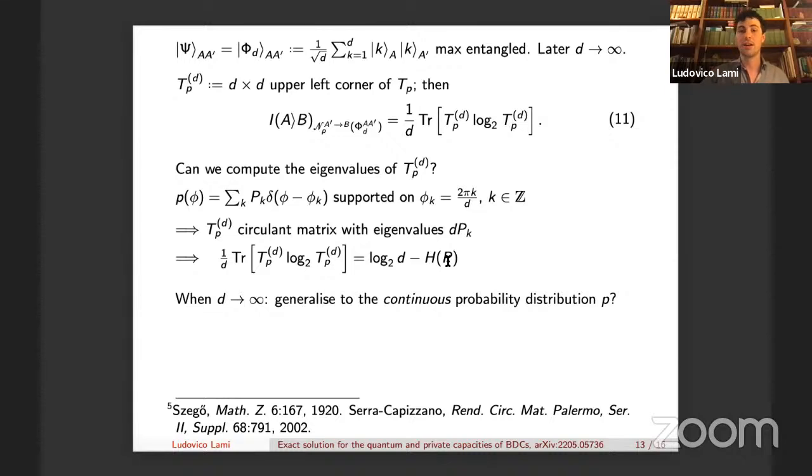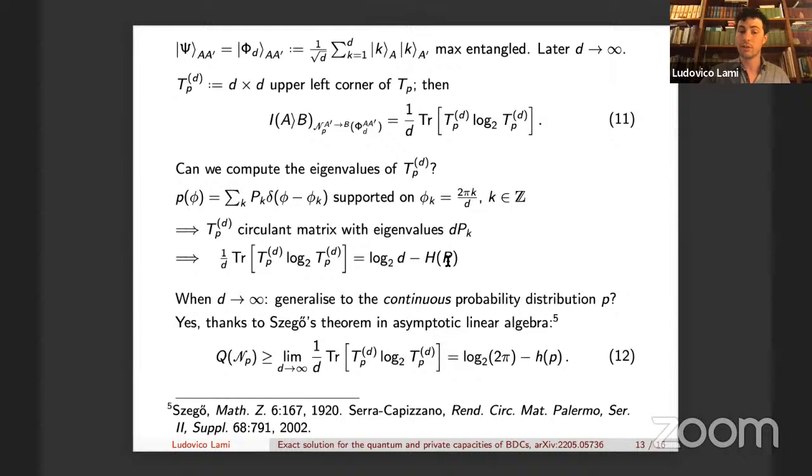And how do we do this? Well, there's a theorem in asymptotic linear algebra called Szegő's theorem that allows you to do just that. Okay, and applying this theorem is what requires us to use this regularity condition that I was describing before with the Renyi entropies. And by a swift application of the theorem, you can compute the limit of this expression when d goes to infinity, and you get exactly what you should get.